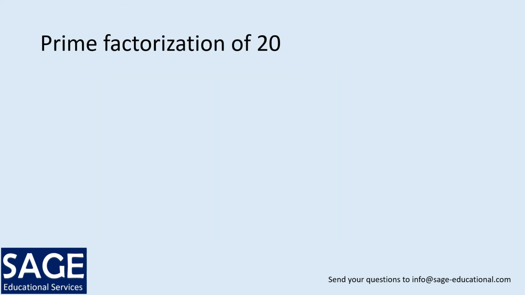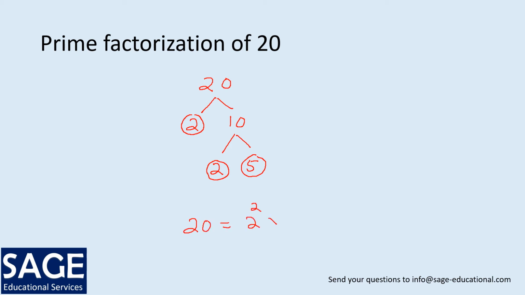So let's see if we can do the prime factorization for 20. So we start with 20, and 20 is 2 times 10. Let's start there. Well, off the bat, I can say that 2 is a prime, and then 10 can be written as 2 times 5, and both 2 and 5 are primes. So I have my prime factorization for 20, which is 2 to the power 2, and then times 5 to the power 1, which we do not need to write. So this is how you do the prime factorization of 20.